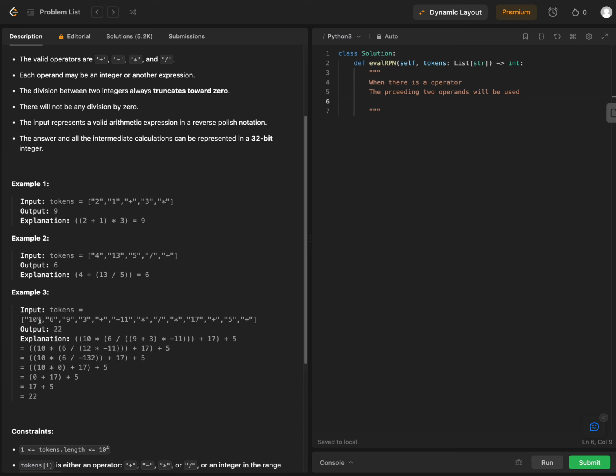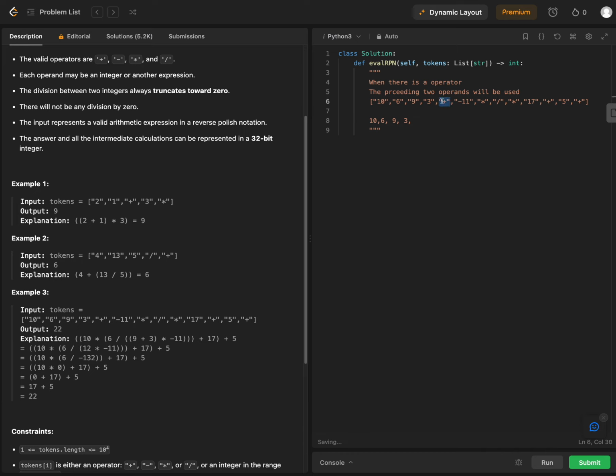Let's try this again. Let's see if we can write this out myself, okay? So let's take this as an example. 10, 6. 10 and 6 are operands, so let's just ignore them and add them to a stack, right? And then we have, I'm really going a little bit into solutioning. So we have 9 again. 9 is an operand, so let's just add it. 3 is an operand, add it to the stack. Okay, here we get plus.